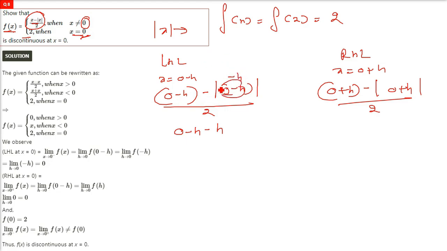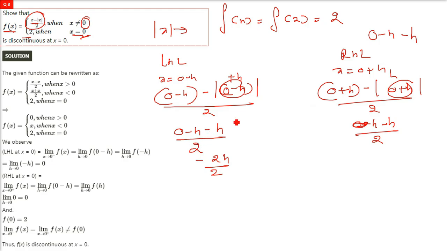Now the next one is 0 plus h minus modulus of h. A positive value will give a positive value only, that is modulus. So 0 plus h is h, minus h. Oh, there is a slight mistake, I'll just change it. It is h minus h, which is 0. On the right hand side, it is 0. So there is just a correction. On the left hand side, minus 2h by 2 is going to be h minus h. That is 0, and 0 by 2 is 0 only. So you get a 0 by itself here.